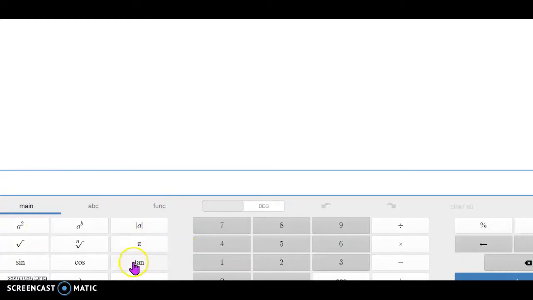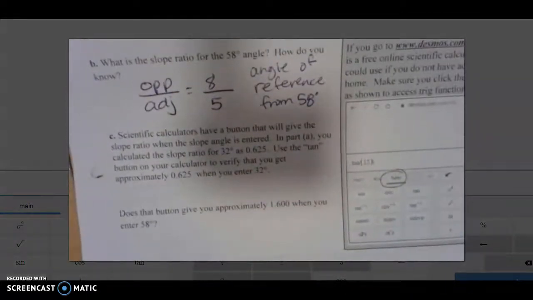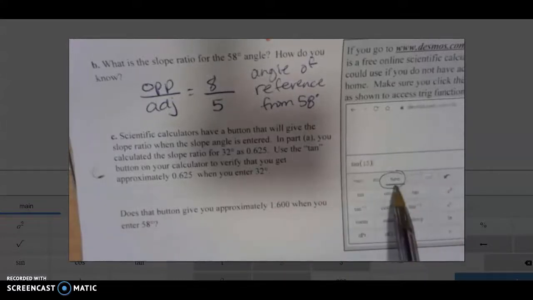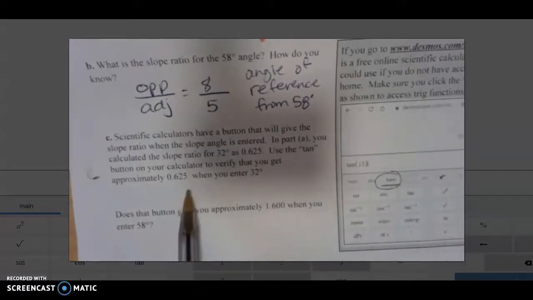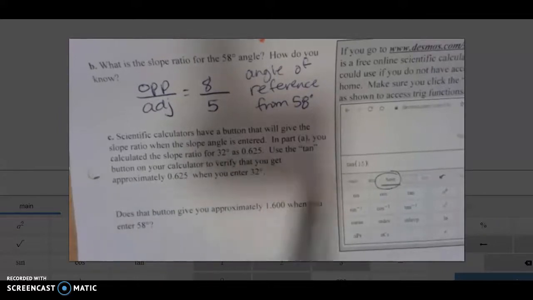You want to have this tangent. Okay, this stands for tangent. COS is cosine and sine. We'll talk about that next lesson. But we want to have this tangent button. Okay, and scientific calculators, you can see down here on my little screen. I'll make it bigger again, and we'll come back to this. The scientific calculators, I can actually type into my calculator tangent 32, and this will give me the slope ratio. So we should get 0.625.